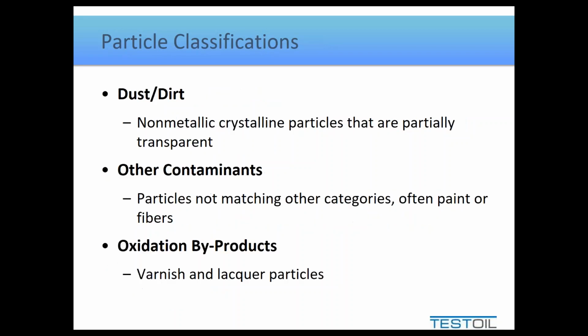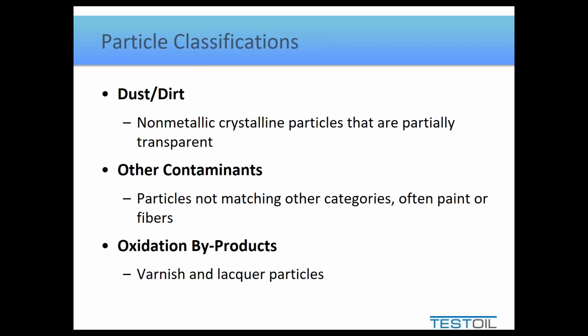The remaining categories: we have one for dust and dirt, just to identify anything that's not a metal but is crystalline in appearance. So it could be sand, it could be dirt. And then there's an other contaminants category, which is basically your catch-all category to help identify anything that didn't fit all the previous categories. So this is where you would identify things like paint flecks, fibers, whether they be from coveralls, from lint-free rags, from filters. If you see seal material, anything like that, that would suggest that this is not metallic and not necessarily an airborne contaminant, but something largely generated internally.